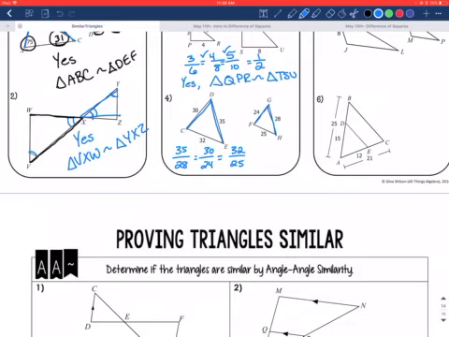So we have 35 over 28. You can divide those both by 7, that will give you 5/4. 30 over 24, you can divide that by 2, and that'll give you 15/12. So just automatically, we already know that these are not congruent.